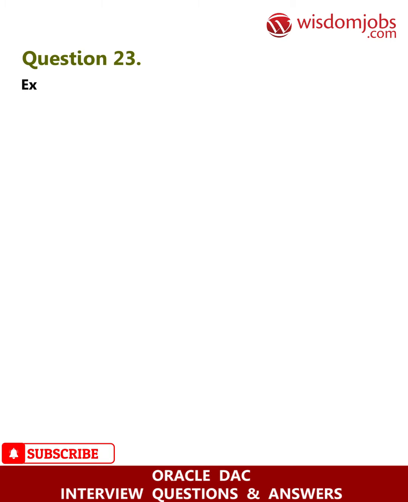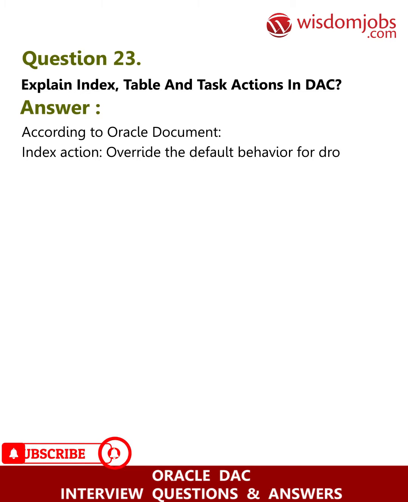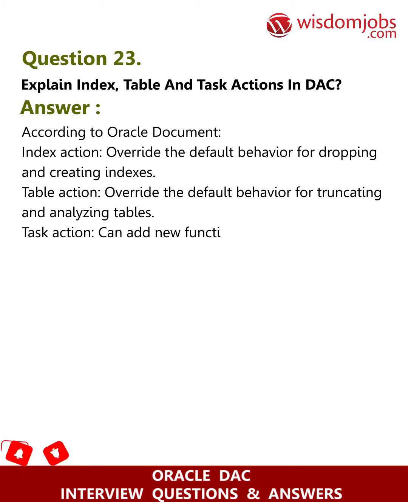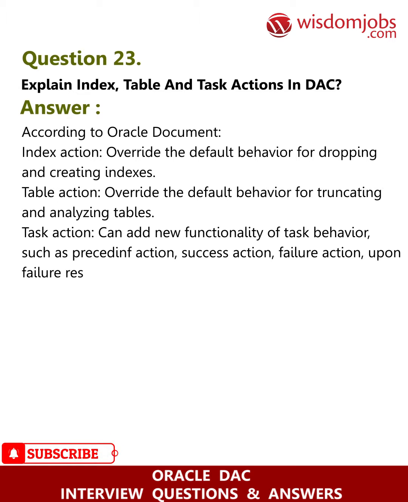Question 23. Explain index and task actions in DAC. Answer. According to Oracle document, index actions override the default behavior for dropping and creating indexes. Table actions override the default behavior for truncating and analyzing tables. Task actions can add new functionality to task behavior such as precedent action, success action, failure action, upon failure restart.